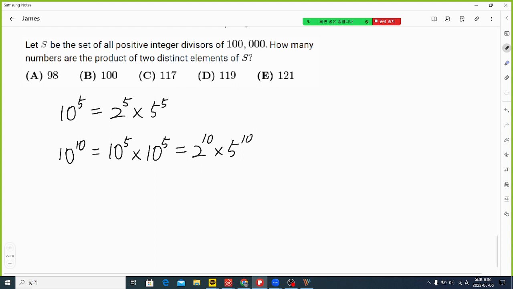So if we want to find the number of factors, in this case, we are adding 1 to each exponent and multiply it. So the number of total factors is 11 squared, which is 121. But there is a constraint. The elements, in this case the factors, should be distinct.